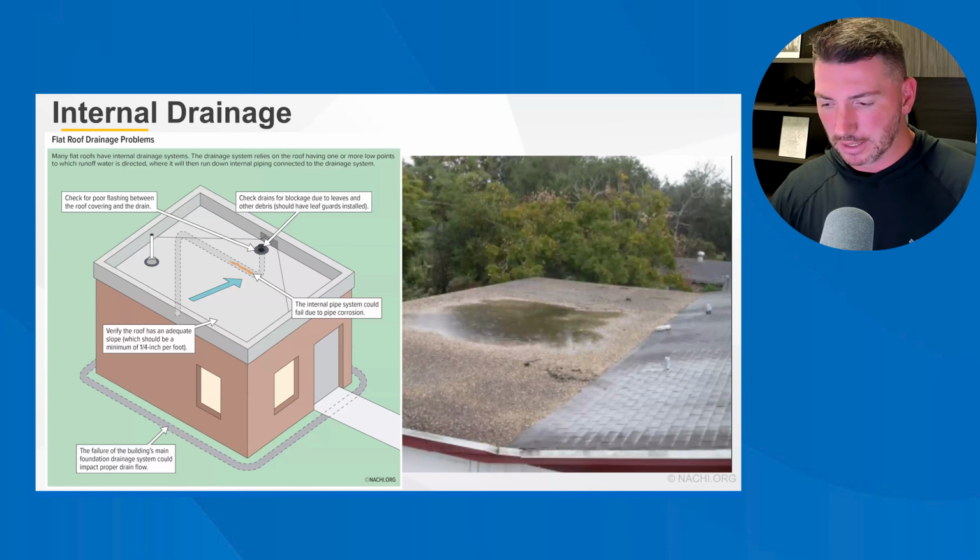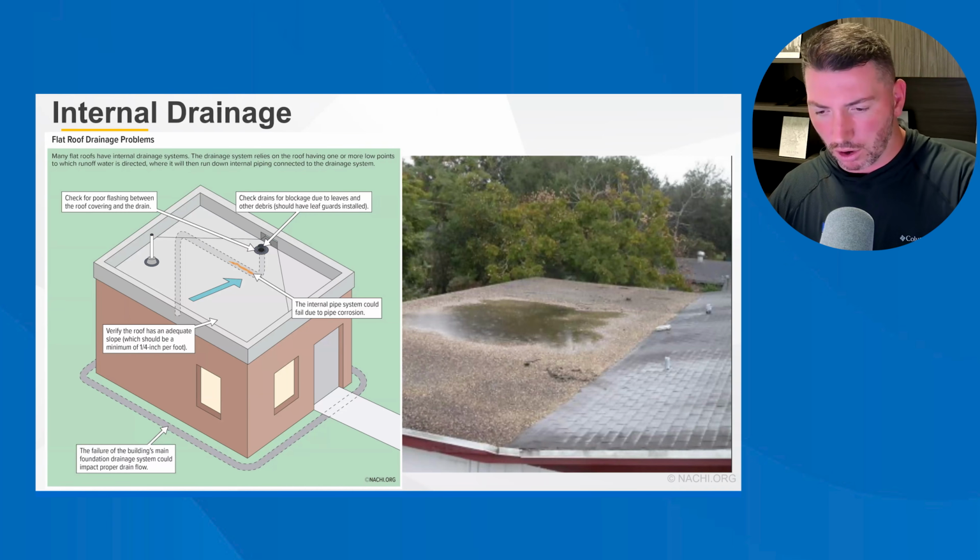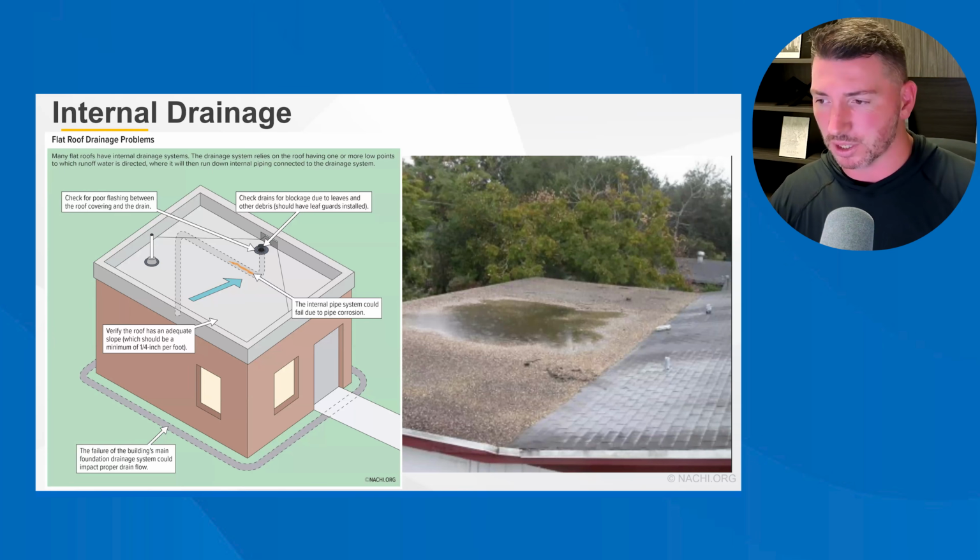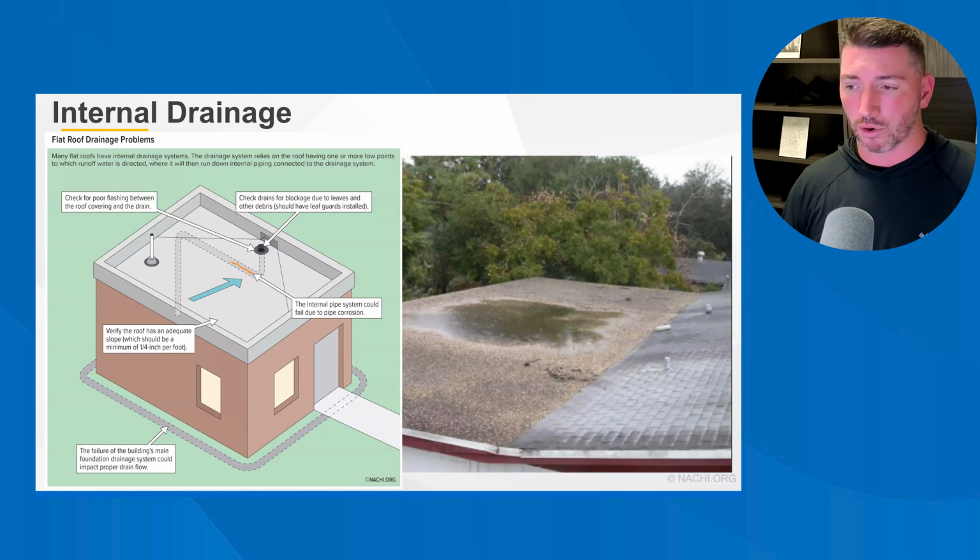Internal drainage. A lot of flat roofs have internal drainage where you'll see a drain on the roof with a little cage over top of it, and it'll drain down into a pipe that will discharge somewhere else. So make sure the roof slope has to be a 1/4 inch per foot at minimum in most instances. Check for poor flashing between the roof covering and the drain.